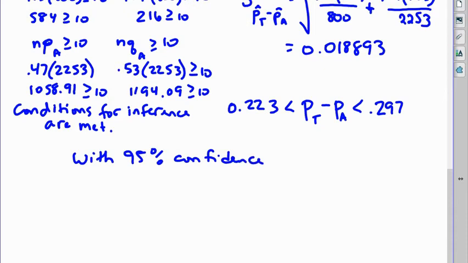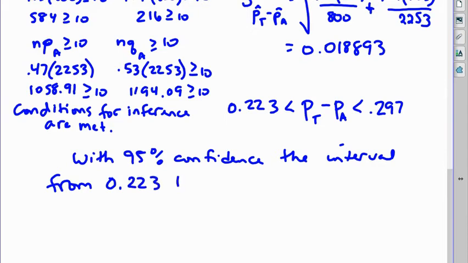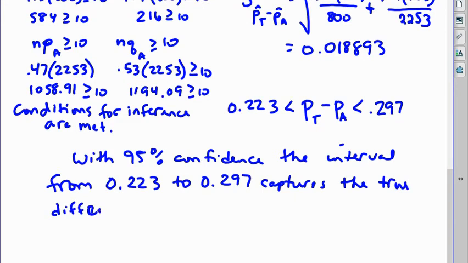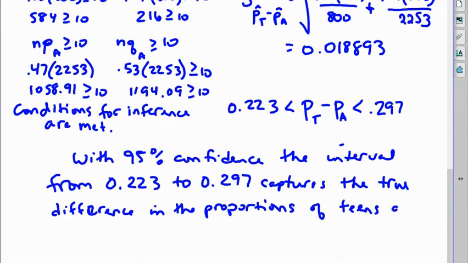All right, so with 95% confidence, the interval from 0.223 to 0.297 captures the true difference in the proportions of teens and adults using social networking sites.